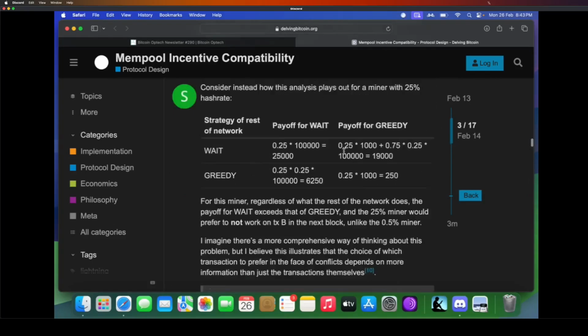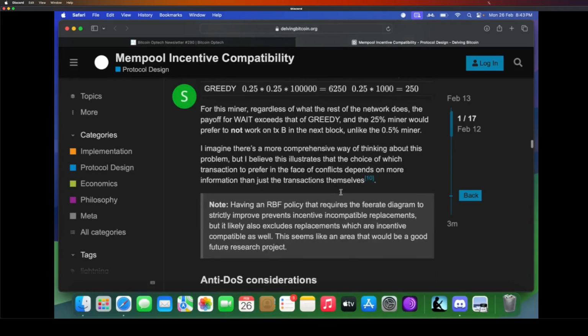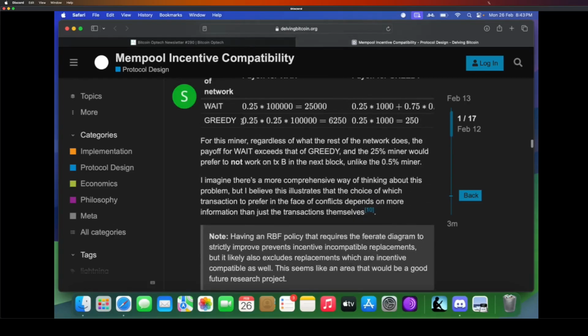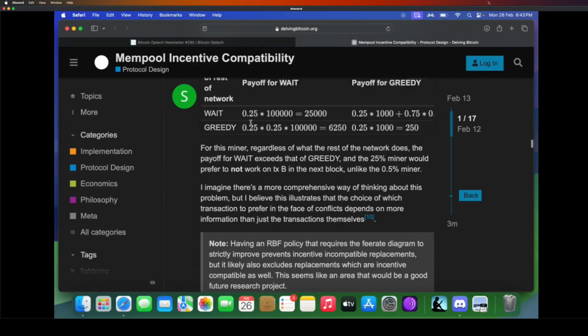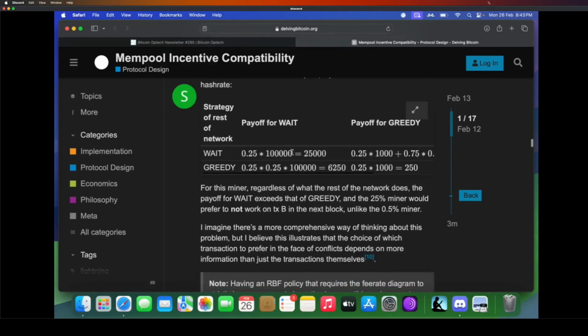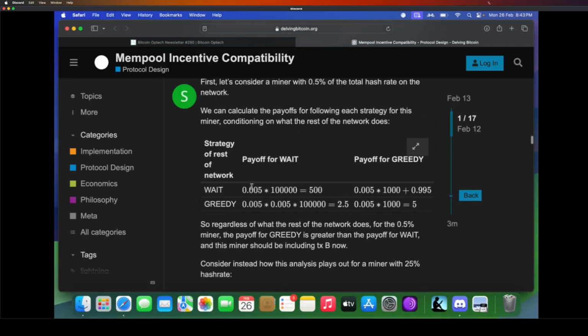And if the miner has a very high hash rate, in that situation, greedy policy is better for him. If he has 25% of the hash rate of the network, then wait policy is better for him. You see, 25,000 is the score and 6250 is for greedy. And if he has very low mining power of 5%, then it is better for him to be greedy and include that transaction in the block right now and not wait for it.